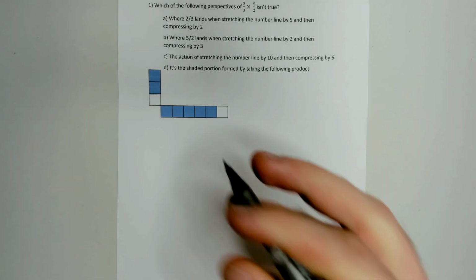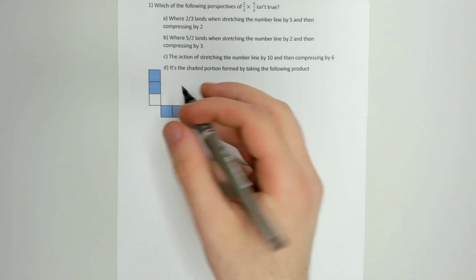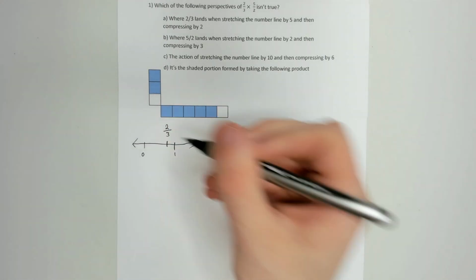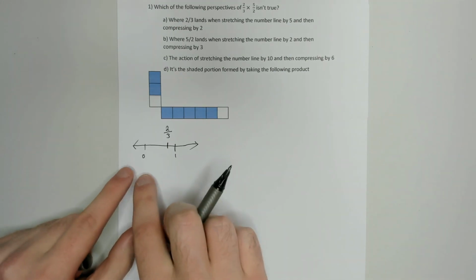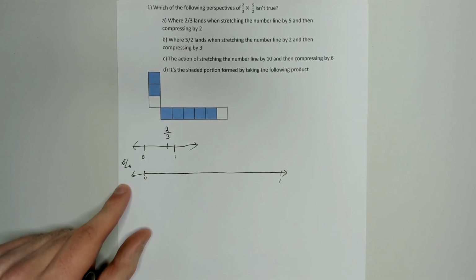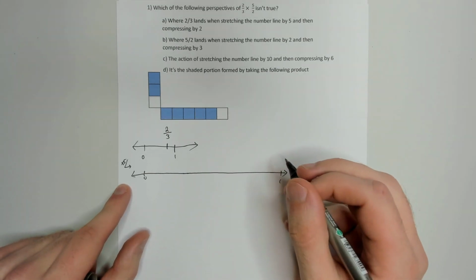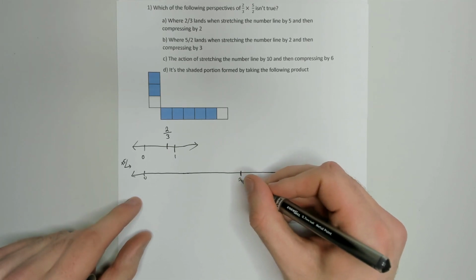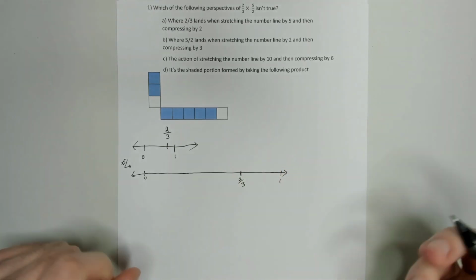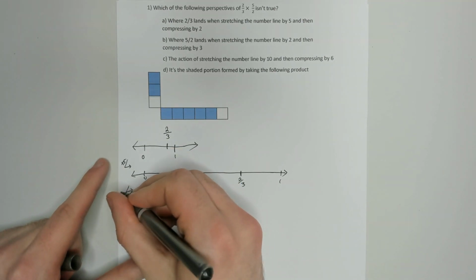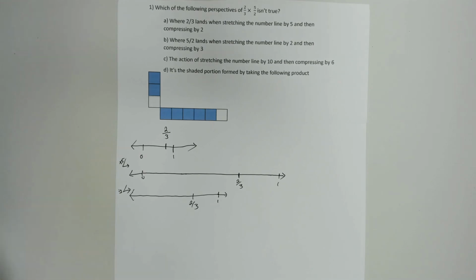So essentially what we're saying is we're taking our 2/3, and that's somewhere on the number line, right? Very poorly drawn number line. And we're going to stretch this number line out to be 5 times long. So now 1's way over here, and 2/3, that's going to be maybe right there, for example. And then we compress that number line by 2. So that's dividing by 2. Right, so this is just a very rough sketch of what's actually going on.